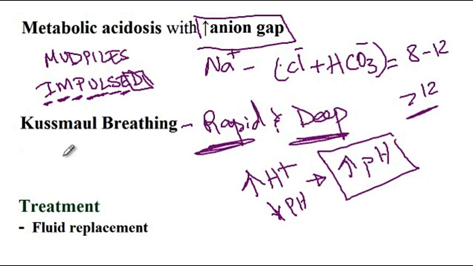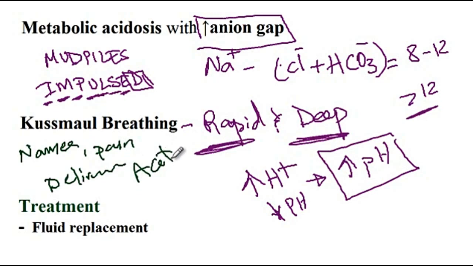And then the other symptoms that you see in these patients include, for instance, nausea, vomiting, abdominal pain, delirium, dehydration, as well as the fruity breath odor, which I just discussed earlier with you, which is due to the presence of the acetone.